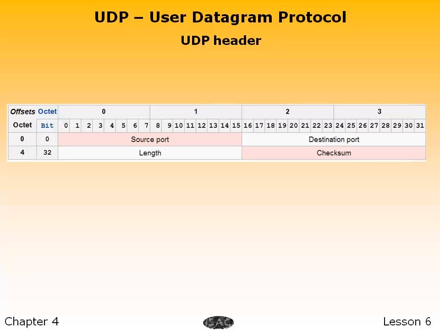The checksum: the checksum field is used for error checking of the header and data. If no checksum is generated by the transmitter, the field uses the value all zeros. This field is not optional for IPv6. Checksum is the 16 bits ones complement of the ones complement sum of the pseudo header of information from the IP header.